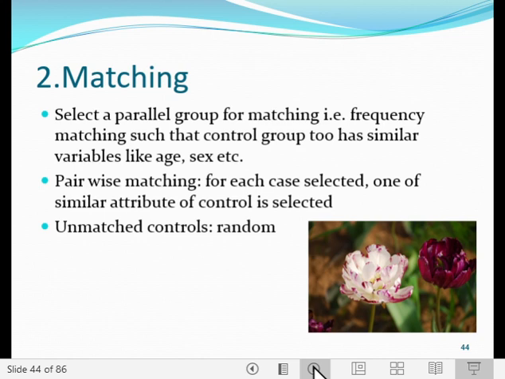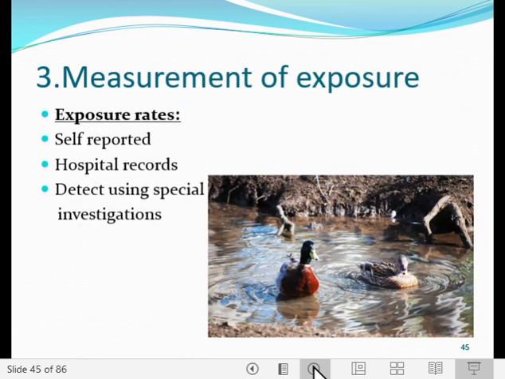In unmatched controls, the amount of error or bias is always increased. Therefore, it is good if you do parallel group matching or pairwise matching. Next, you need to know the measurement of exposure, which you come to know by taking proper history, that is, self-reported. If the patients tell you how long they have been smoking or eating a particular thing, then hospital records, because there will be history recorded in the patient's case paper, from which you can measure the exposure, or you can detect it using special investigations.